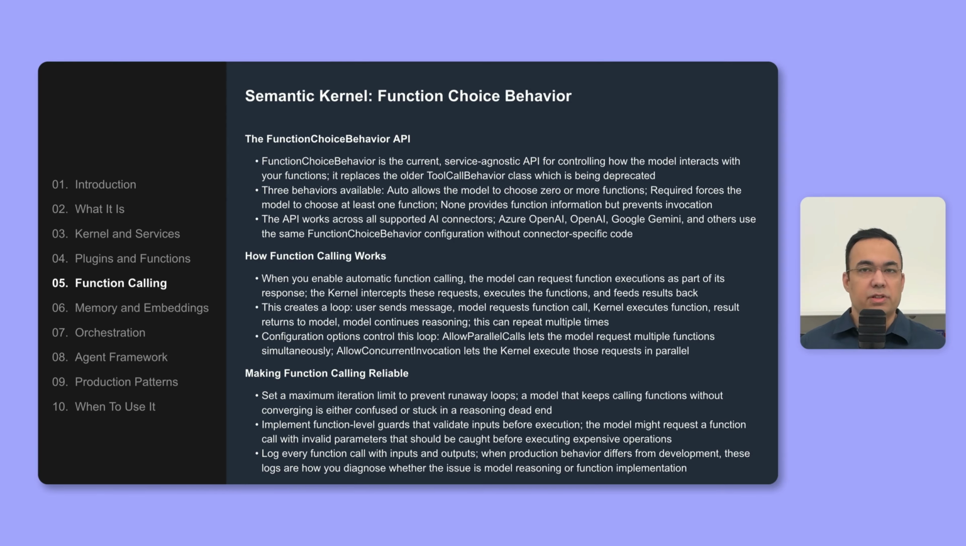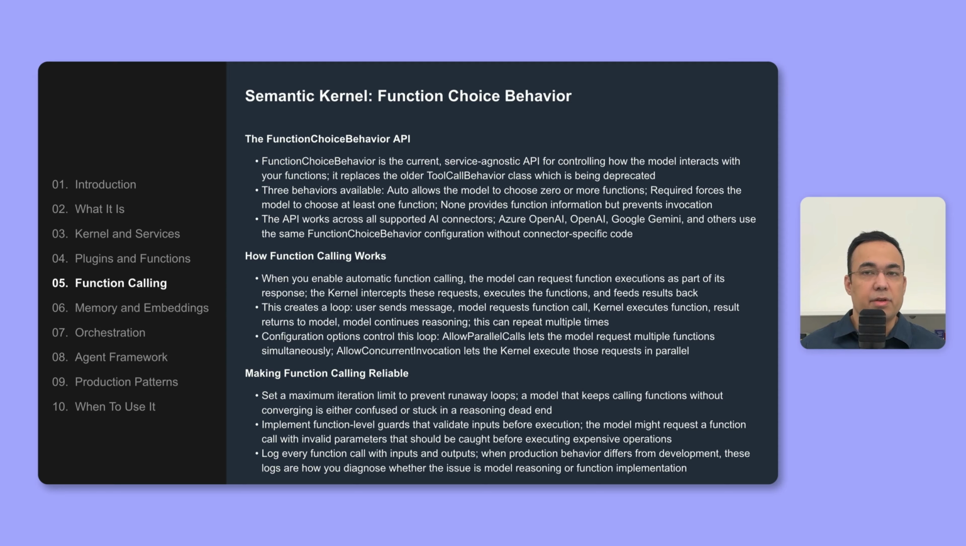Now let's talk about function choice behavior, which is how you control the interaction between language models and your functions. Function choice behavior is the current service-agnostic API for controlling function calling. This is important as it replaces the older tool call behavior class, which is now being deprecated. If you're looking at older tutorials or documentation that references tool call behavior, you should migrate to function choice behavior. The new API works across all supported AI connectors without connector-specific code.